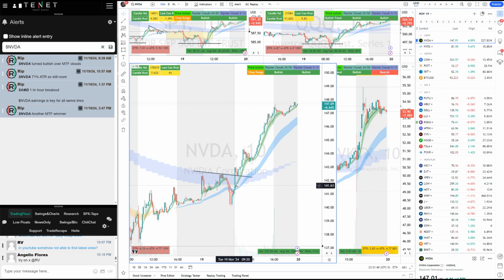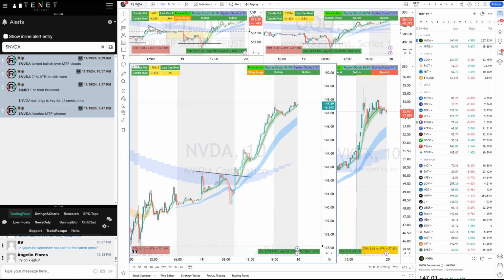So MTF Cloud bounce again. Do not forget support and resistance. Support and resistance is the most important. Clouds come later. MTF Clouds act as support and resistance, but the 512s and 3450s also act very nicely on that push as well. So that was a good trade in NVIDIA. Let's go to the next one.